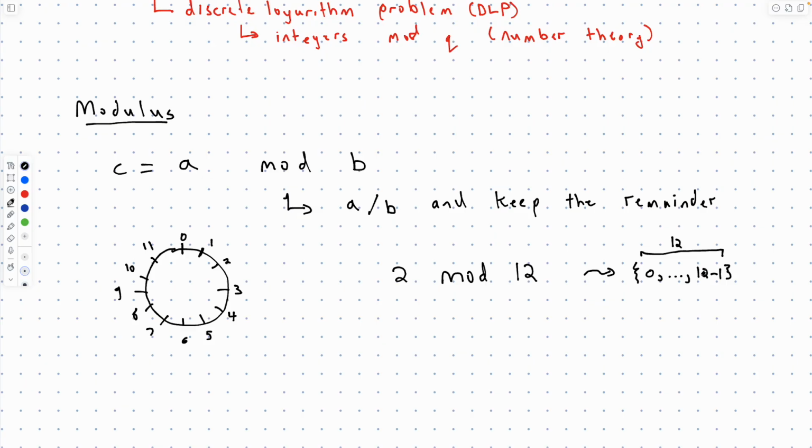So in general, if you mod by a number that's bigger than the number that you are, it's not going to change that number. The only time it's going to change that number is when it's bigger than this range or smaller than this range itself. What's 14 mod 12?